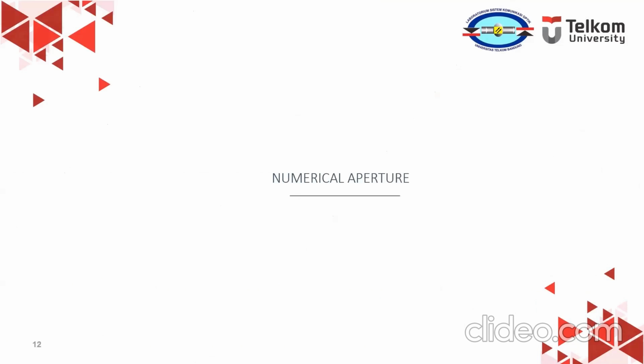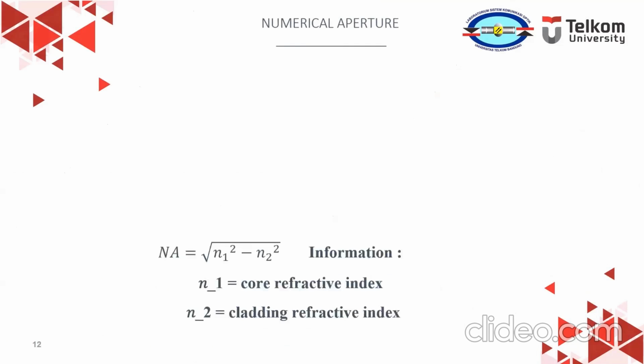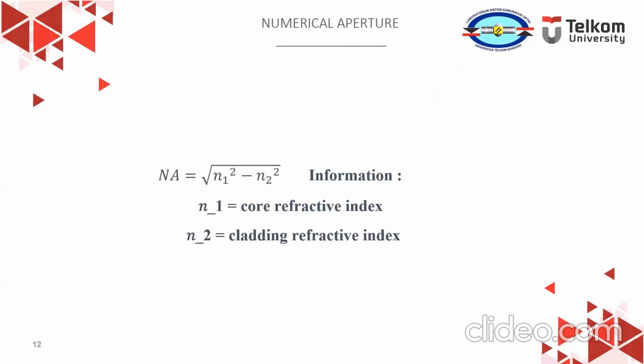Numerical aperture. Numerical aperture is defined as the sine of the opening angle, which is the angle formed between the core axis and the line of the light beam so that the light beam gets a total reflection in the core.